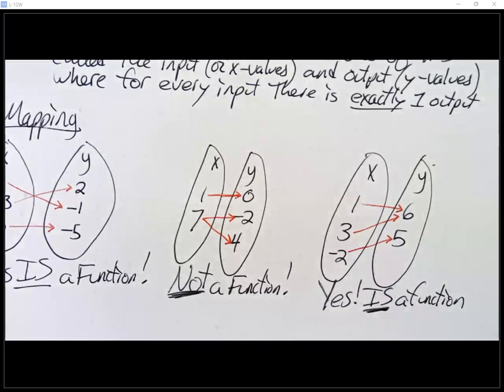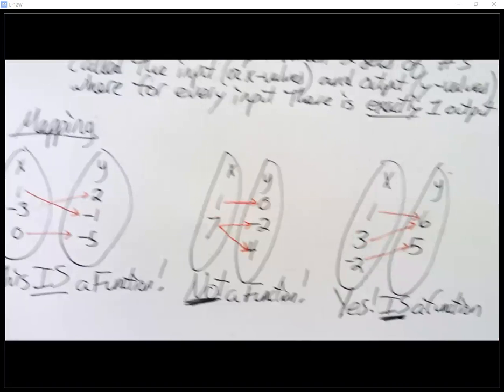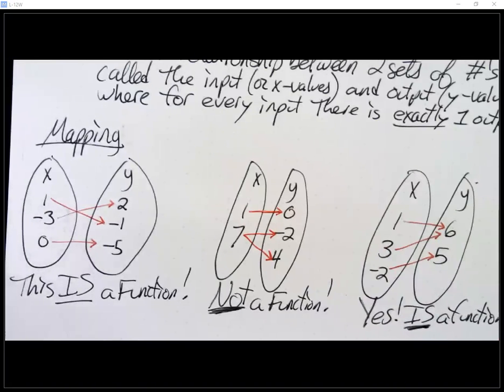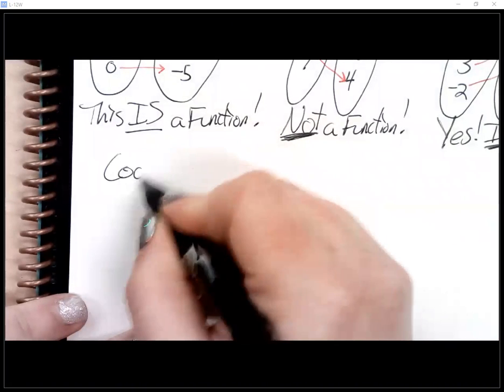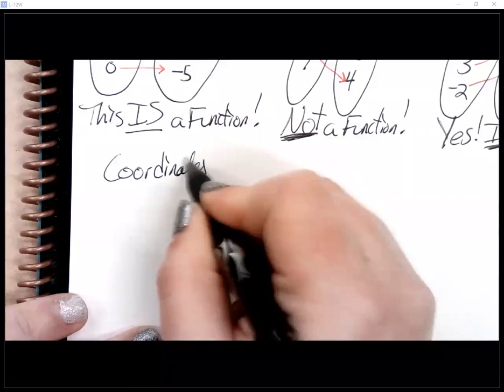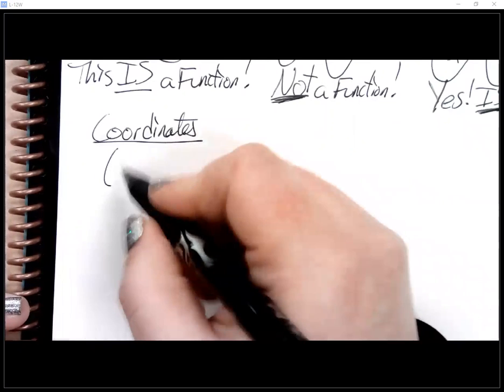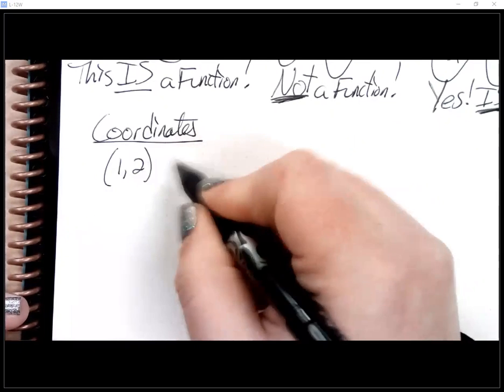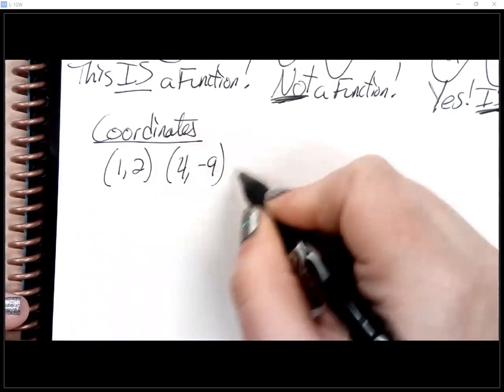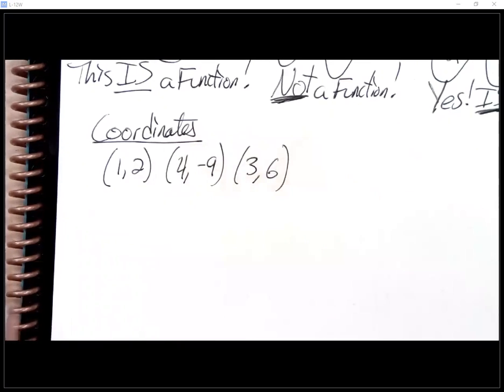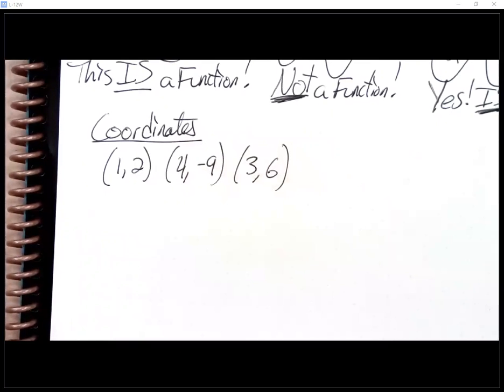All right. So that's one form that you might see functions and relations drawn in. That's called mapping. Sometimes we also just give you them as coordinates, and I think it's a little bit easier. So I could just list coordinates for you, like 1, 2, 4, -9, 3, 6. Again, this is the same thing as mapping, just drawn as coordinates. Instead of drawing an arrow, I'm just writing the two of them together.